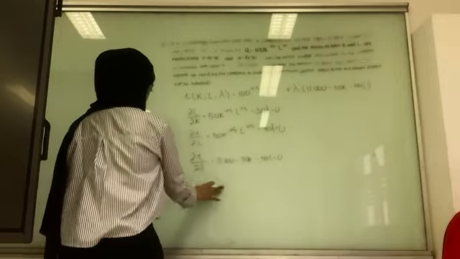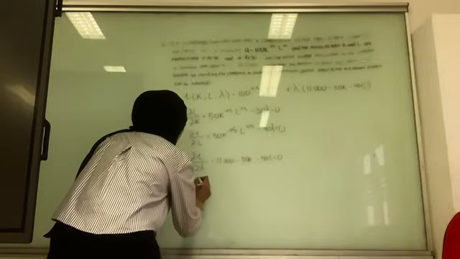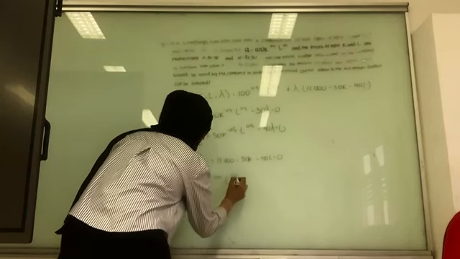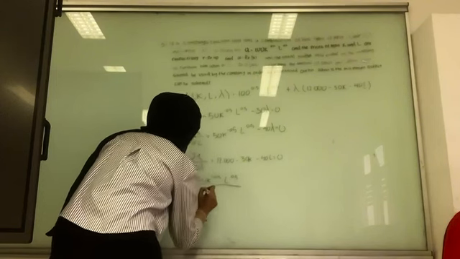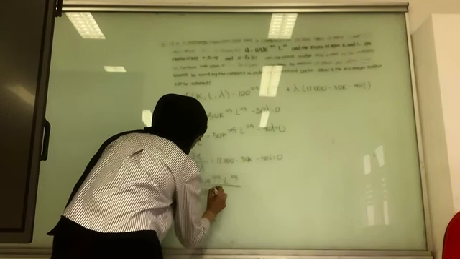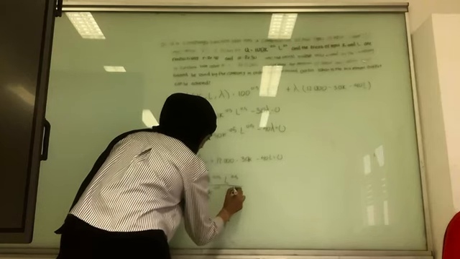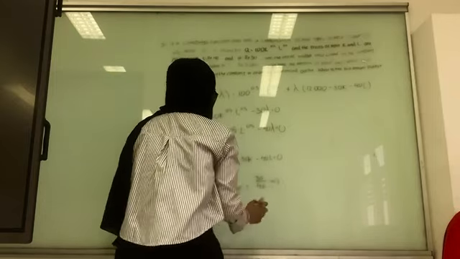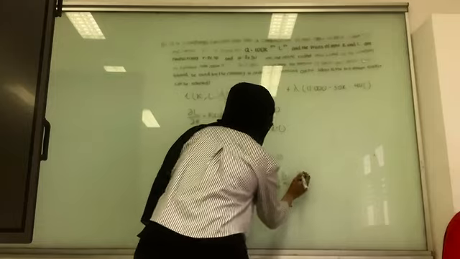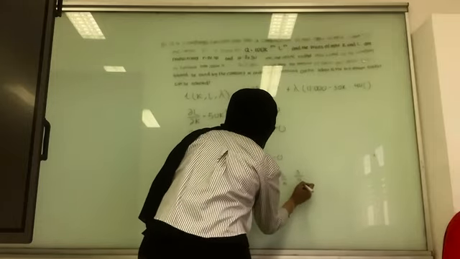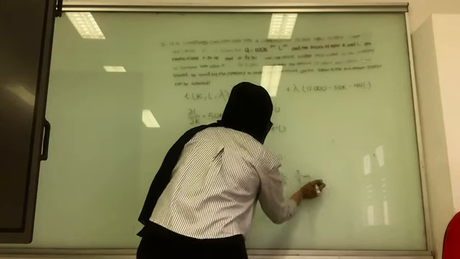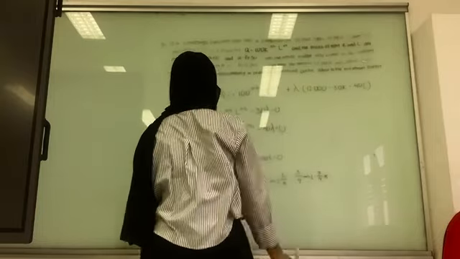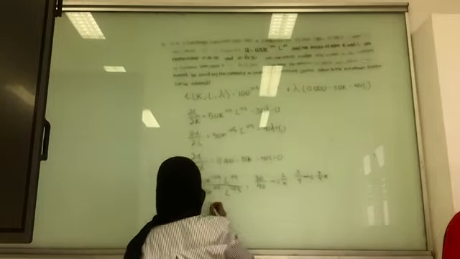Okay, next we divide the first two equations. 50 K to the power minus 0.5 L to the power 0.5 over 50 K to the power 0.5 L to the power minus 0.5 equals 30 over 40. So L over K is 3 divided by 4, so L is 3 divided by 4 K.